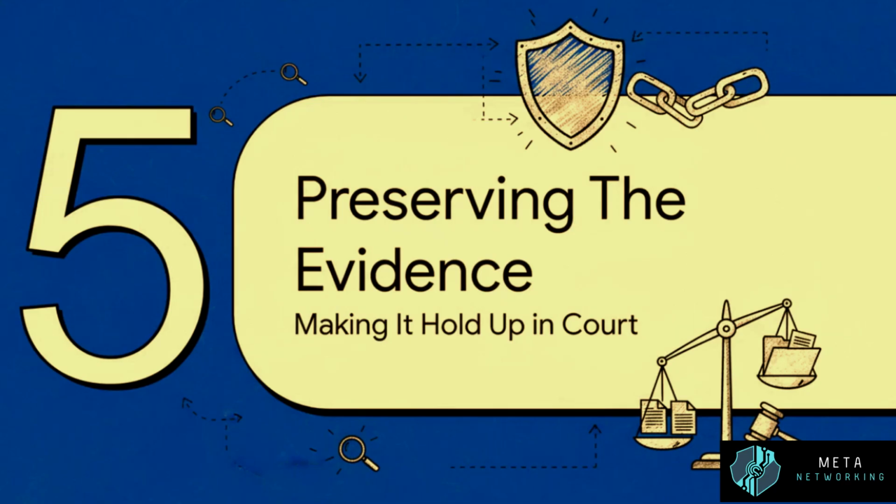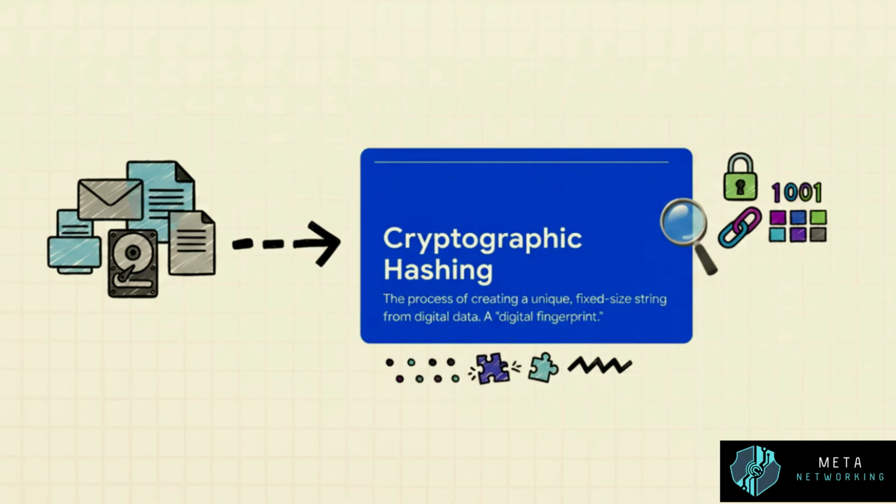And finally, let's cover what is maybe the most critical principle in all of digital forensics. See, you can find the perfect piece of evidence, the smoking gun, but if you can't prove that it's authentic and that it hasn't been tampered with, it's completely worthless. The magic behind proving authenticity is something called cryptographic hashing. The easiest way to think about it is as a unique digital fingerprint for any file or piece of data.